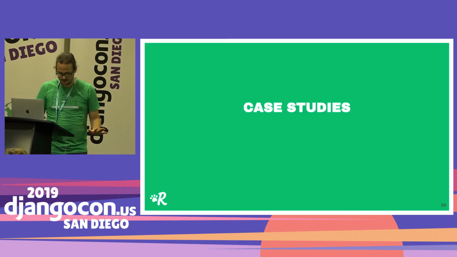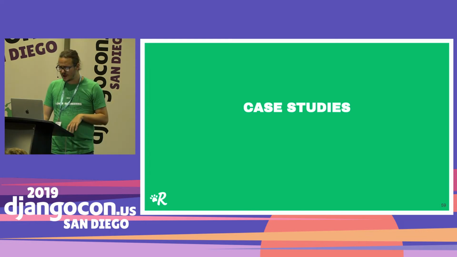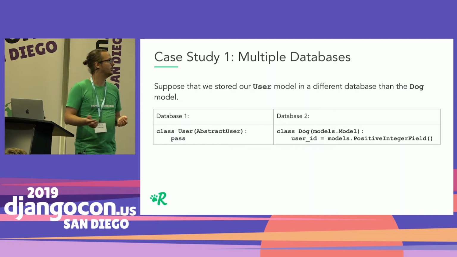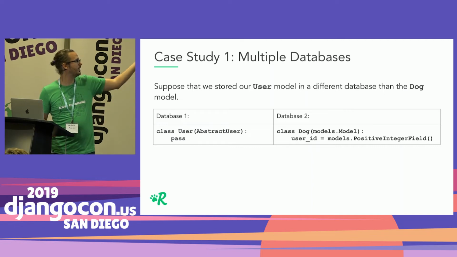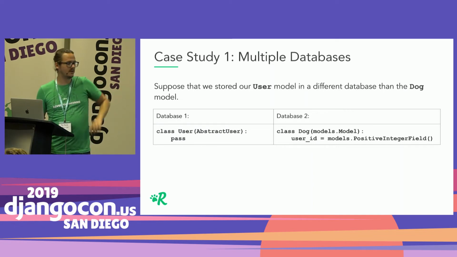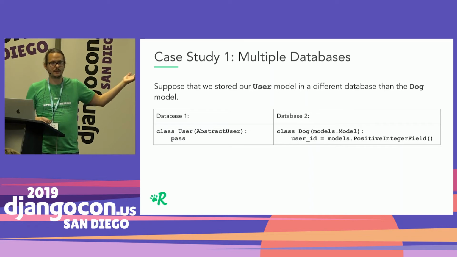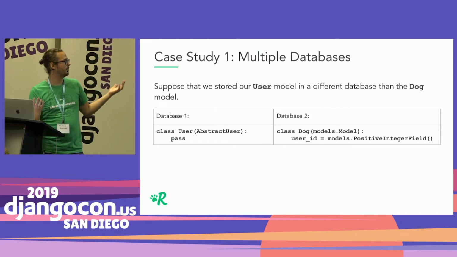Okay, so that was a bit of a whirlwind tour. But now I want to talk about some case studies and how we can actually make use of this information in our code. The very first one: suppose we store our user model in a different database than the dog model. So here we have in database 1 our Django user model, and over in database 2 we have our dog model, and it has a user ID field, which is a positive integer. So we can't use a foreign key because you can't have foreign keys across databases.